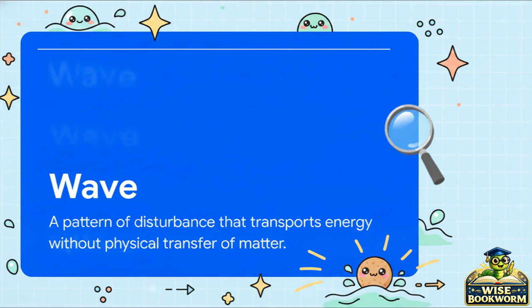And this perfectly proves our fundamental definition. A wave is just a pattern of disturbance. It's brilliantly transporting energy and information from point A to point B, but without the actual physical transfer or flow of the matter itself. The water isn't moving away, only the disturbance is.